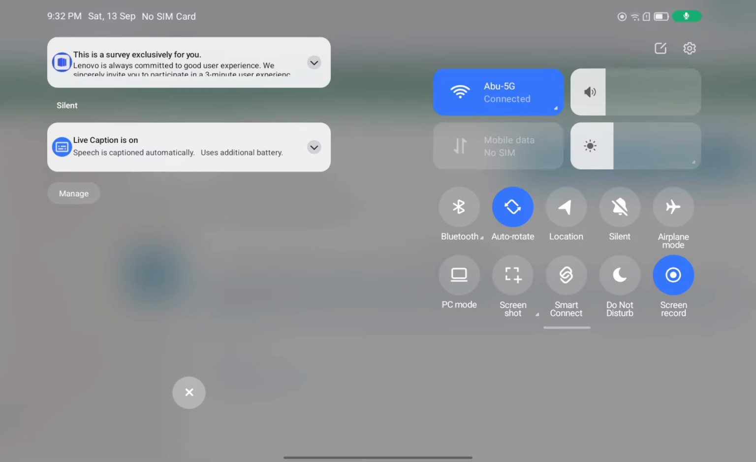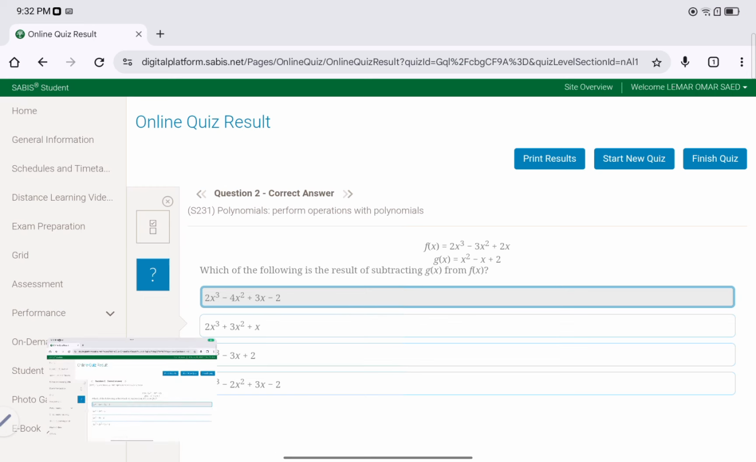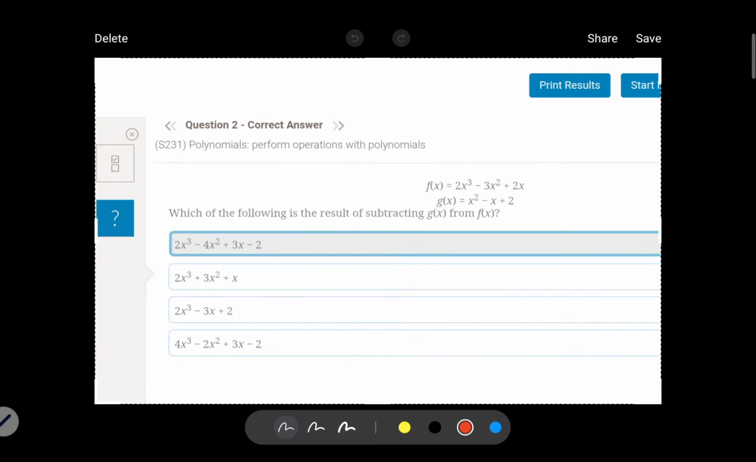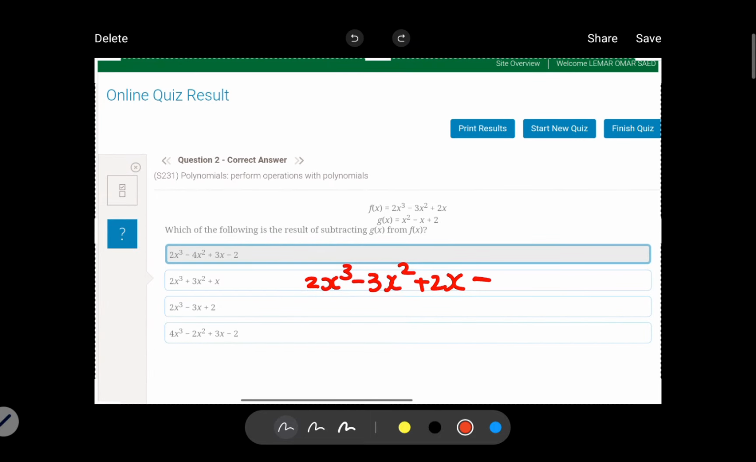Okay, for this question they want you to subtract g(x) from f(x). So basically what they mean is f(x) minus g(x). So 2x to the power of 3 minus 3x to the power of 2 plus 2x, minus, open a bracket, x squared minus x plus 2.